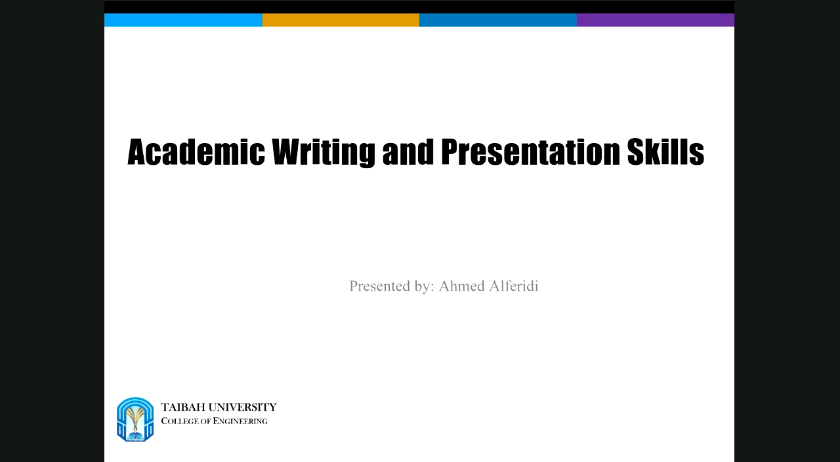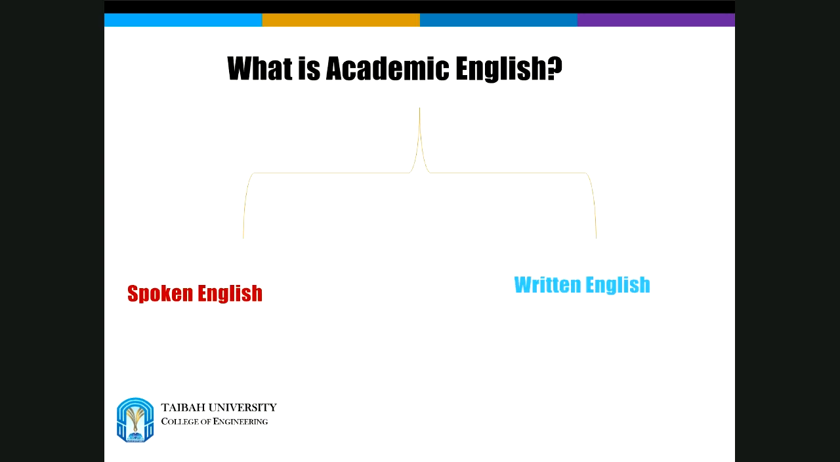So the question: what is academic English? What is it? So academic English is a variety of the English language that is used in research. Research usually refers to the process of answering a research question by creating an argument that supports critical analysis and uses evidence. So there are two types of academic English: spoken English, which usually refers to oral presentation, and written English, which refers to academic writing.